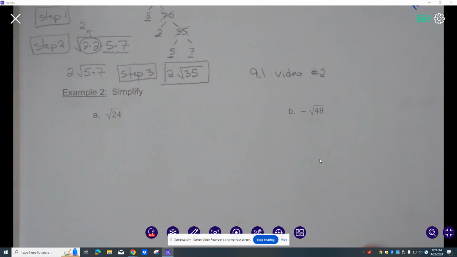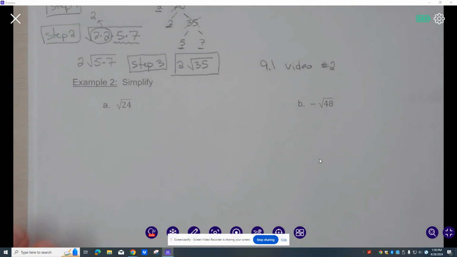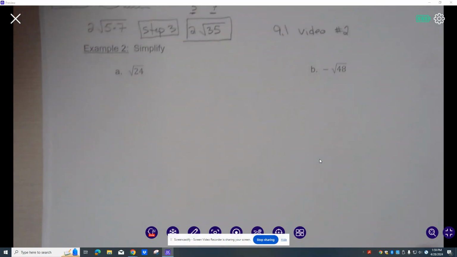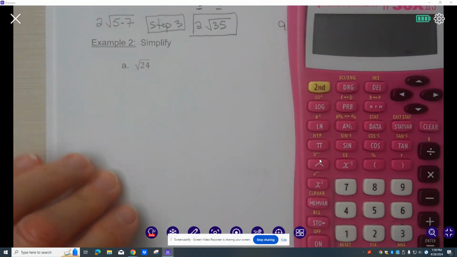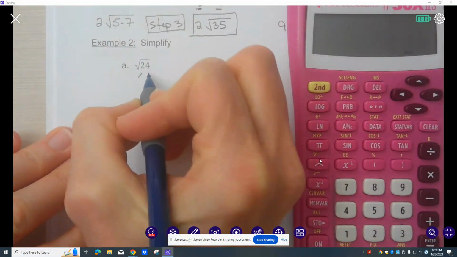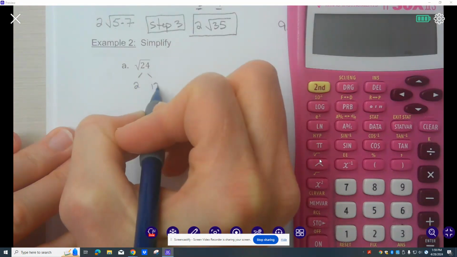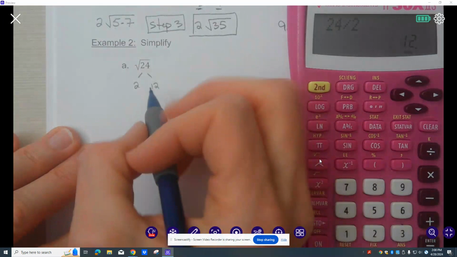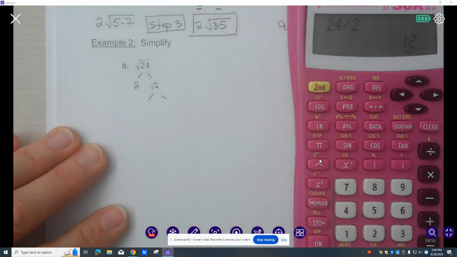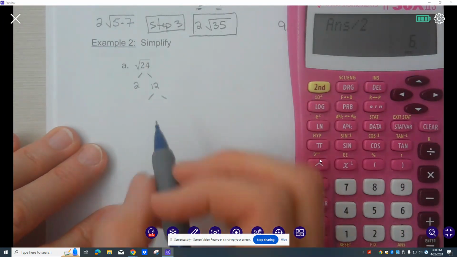Okay, let's look at this one, 24. So again, we just want to start by grabbing our calculator. 24 is kind of a low number. Maybe you don't need your calculator to do this, but you want to start by dividing by 2. 24 divided by 2. Okay, I get a 12. And then the nice thing is I can just keep going. I can hit divide by 2 again.